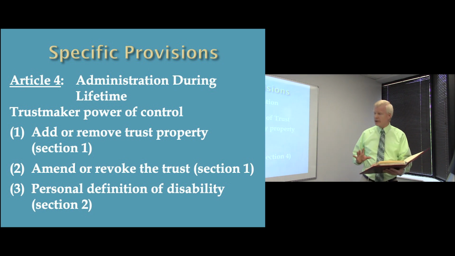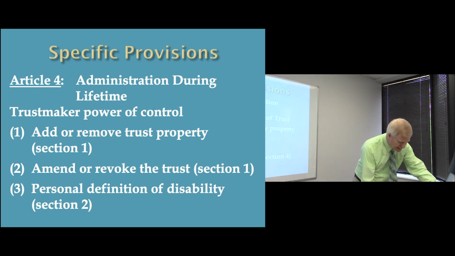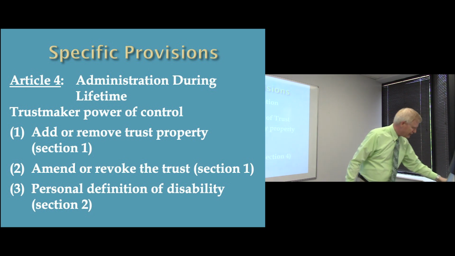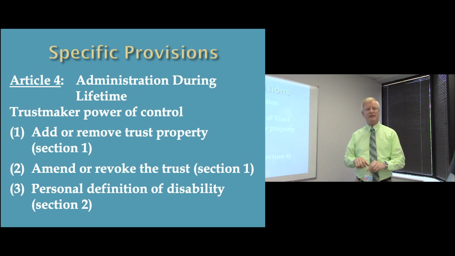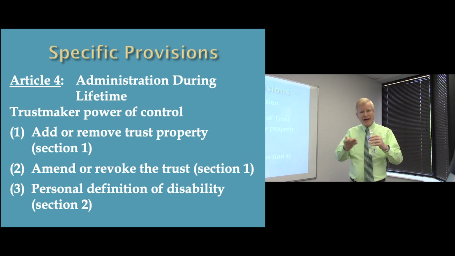By the way, in Article 3 there are two other things I want to highlight. Tenancy by the entirety property. In Virginia we have what's called tenancy by the entirety property. It gives special protections for spouses.